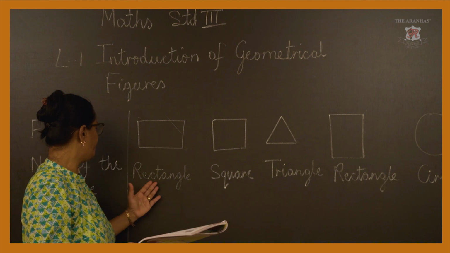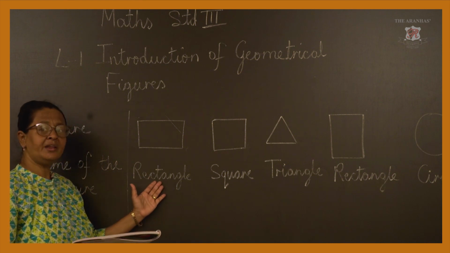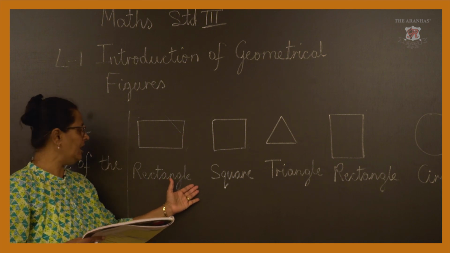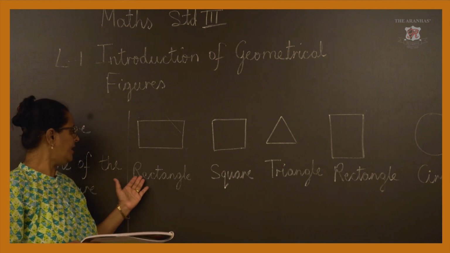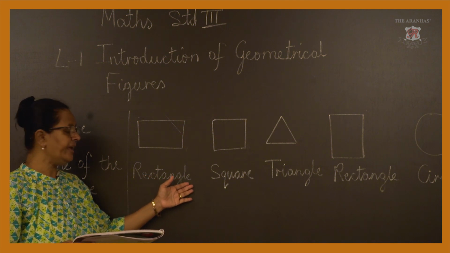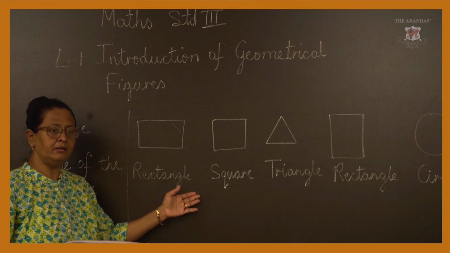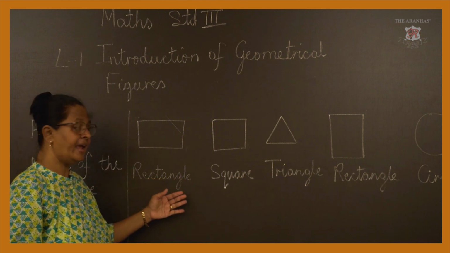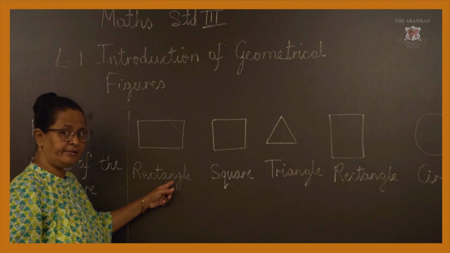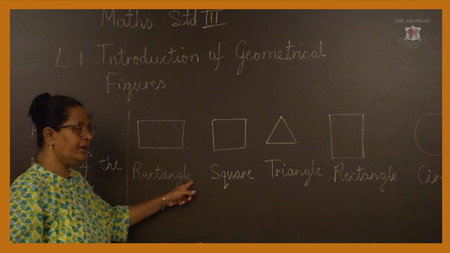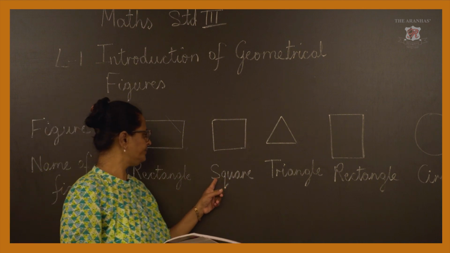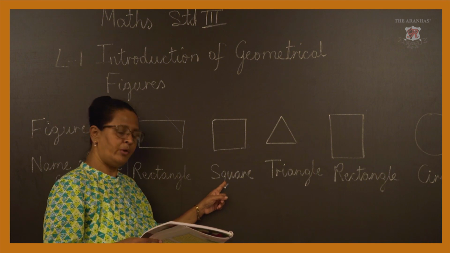Is it clear? So, the first one, what is the spelling? R-E-C-T-A-N-G-L-E. Please repeat. Rectangle. Say once again. R-E-C-T-A-N-G-L-E. Rectangle.